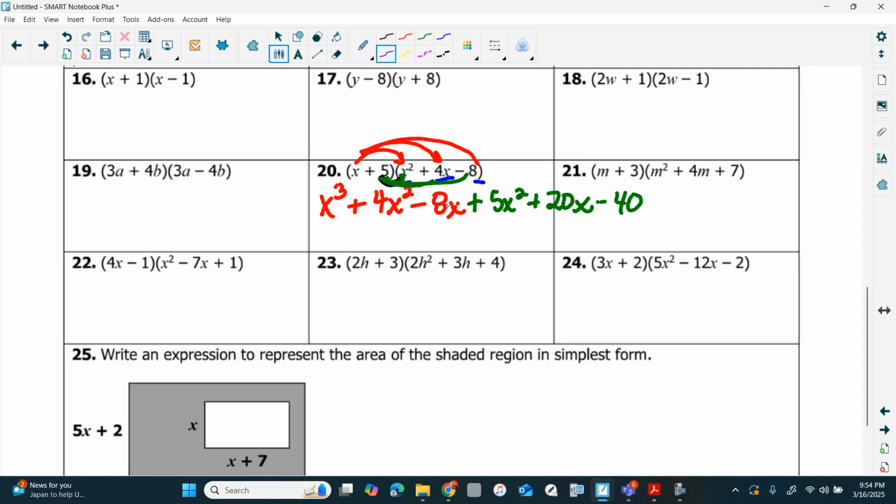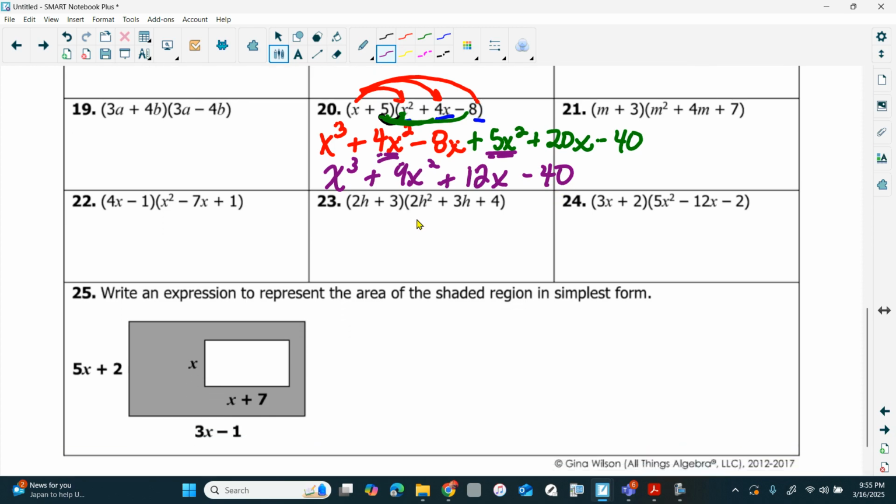And then we're going to combine our like terms. The highest exponent is written first, that's to the 3rd. But then I can combine my 4x squared and my 5x squared. So that's 9x squared. And then my x's, I have a negative 8x right here and 20x. So that's going to leave me with 12x and then our constant.